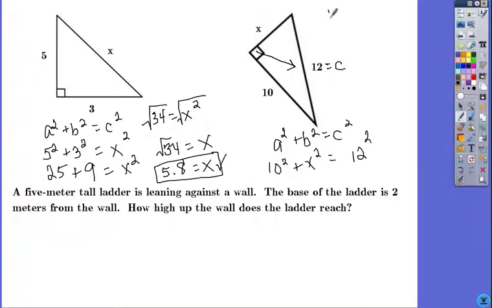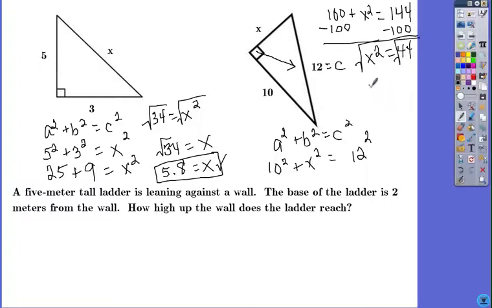So 10 squared is 100 plus x squared equals 12 squared, which is 144. To solve for x squared, I need to get it by itself. X squared is 44, and then I will take the square root of both sides. X is the square root of 44. Sometimes you may not see this as a decimal approximation. Sometimes it will be a radical in simplest form.